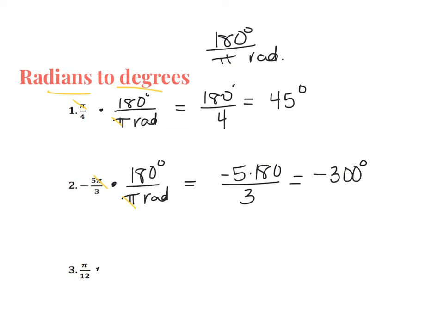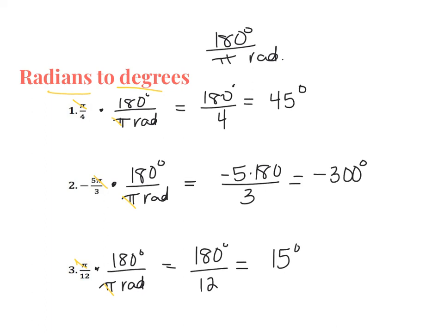One last example here. Use that same conversion factor, always using that same conversion, multiplying 180 degrees divided by pi radians. For our last example here, the pi's again cancel out, and we can see that we have just the numbers 180 degrees divided by 12, giving us 15 degrees when we reduce that fraction.